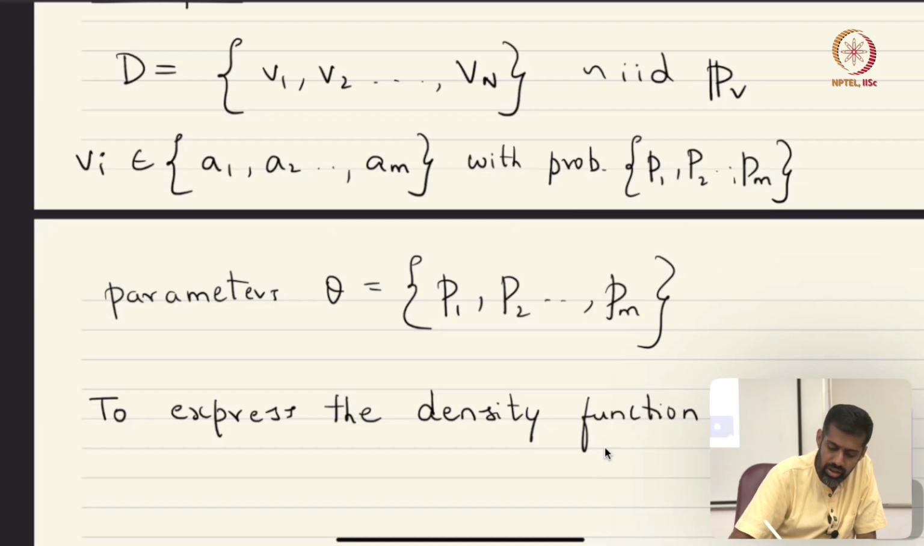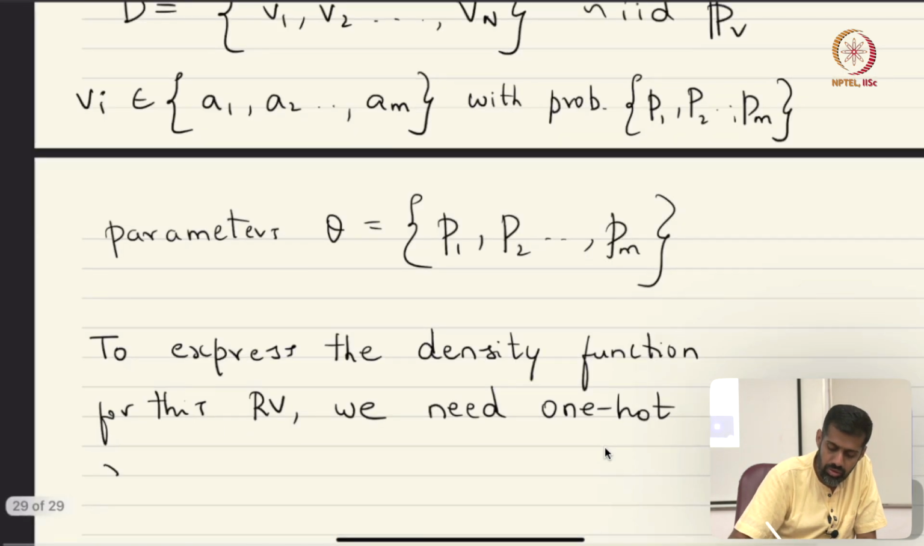For this random variable, we need one hot representation. So would it be mass function? It will be mass function. Yeah.